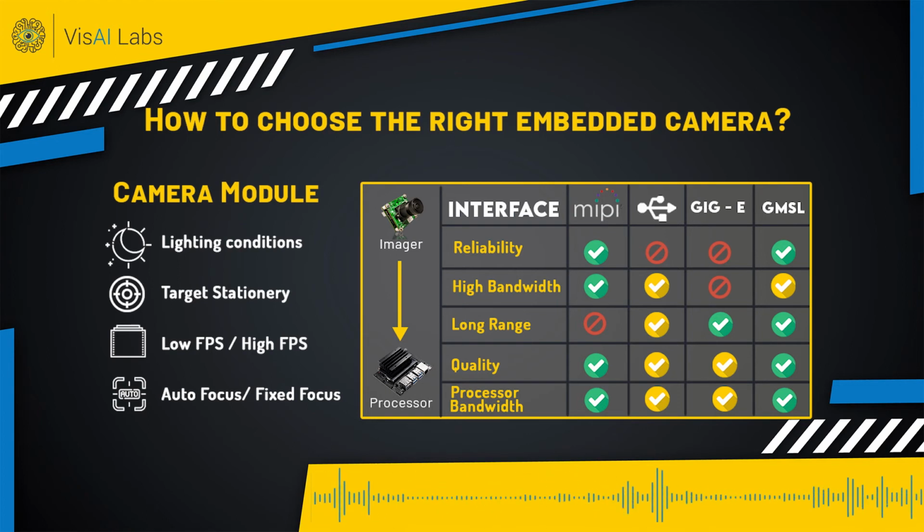MIPI CSI-2, of course, is the most reliable camera interface for edge AI. It also supports very high bandwidth. And in terms of quality, we can get raw images from it. Since it's a raw image, no processor bandwidth will be used for this camera. But the limitation here is the range. We cannot go beyond 50 to 100 centimeters with MIPI cameras.